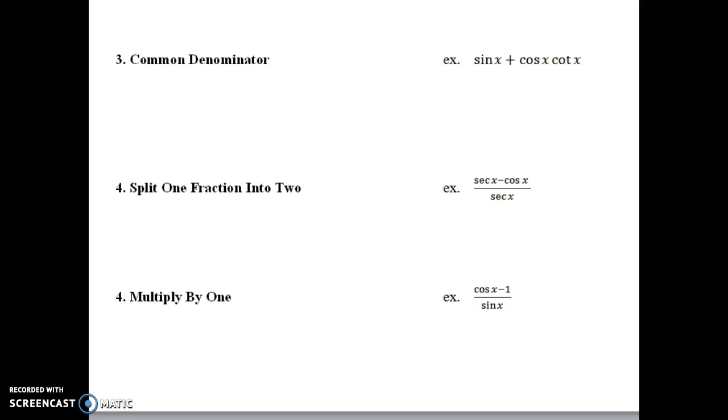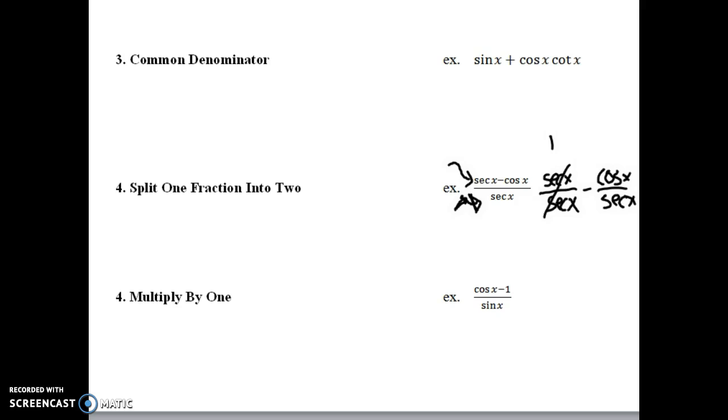Okay. So then we're going to split one fraction into 2. Do you notice how this is one fraction? We're going to actually split it into 2 fractions. You can only do this when there's a plus or minus in the numerator. Does not apply when there's a plus or minus in the denominator. So I can spread this apart to secant x over secant x minus cosine x over secant x.